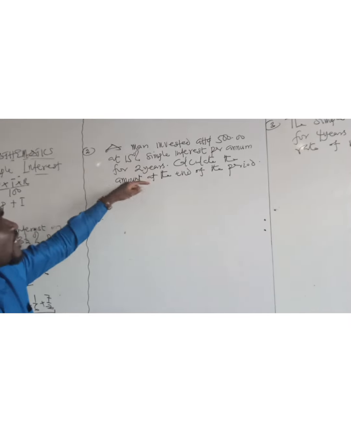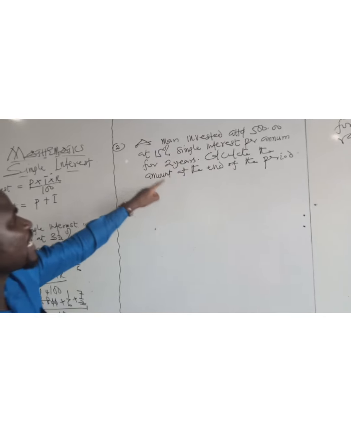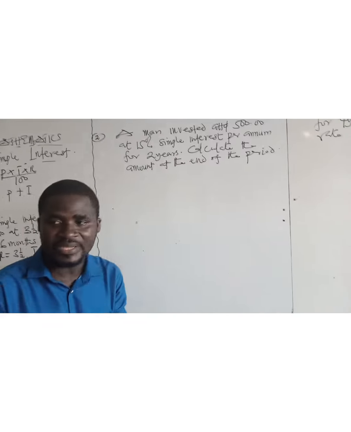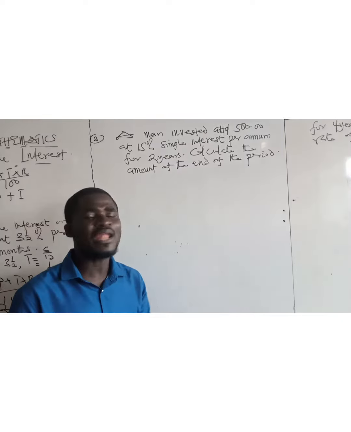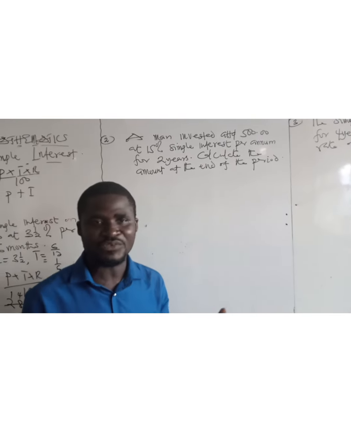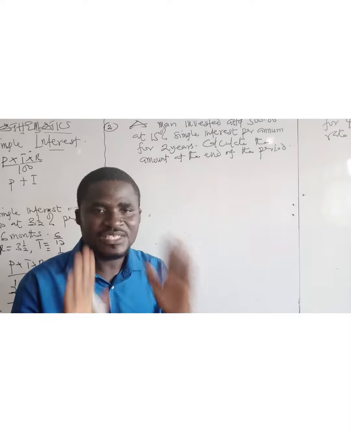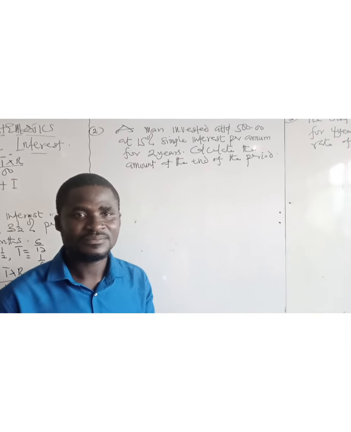A man invested 500 Ghana cedis at 15% simple interest per annum for 2 years. Calculate the amount at the end of the period. The amount at the end of the period. Now, there's no way you can find amount without simple interest. So, the first step is to find your simple interest.